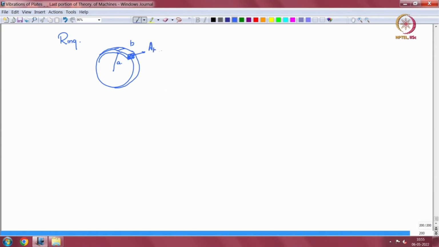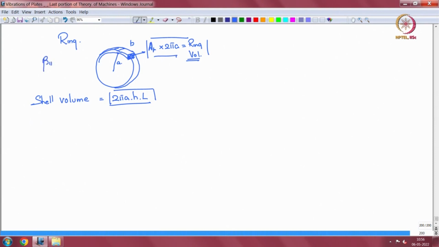So what is the volume of the ring? Area of the ring into twice pi a is the ring volume. Similarly, what is the shell volume? Shell volume is twice pi a into the thickness into the length. You will need this later. Now, for the ring, being a one dimensional structure, we have to find beta 11 for it.